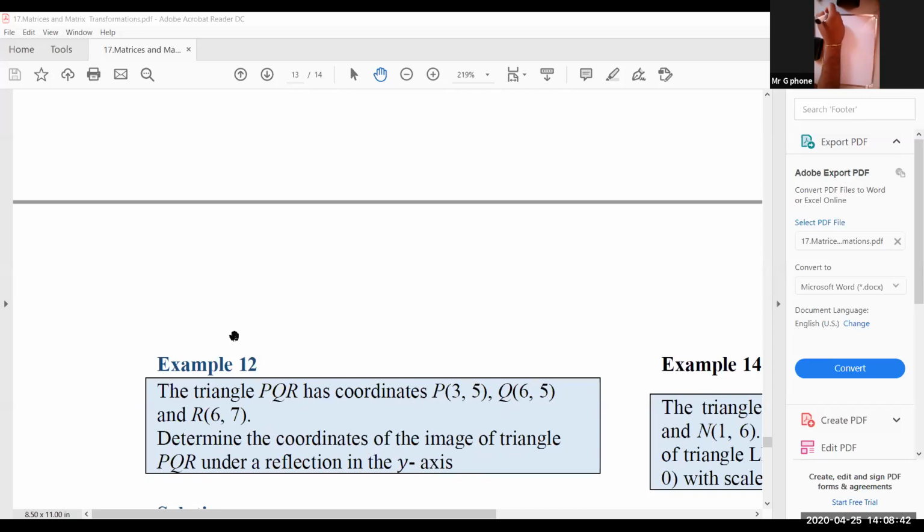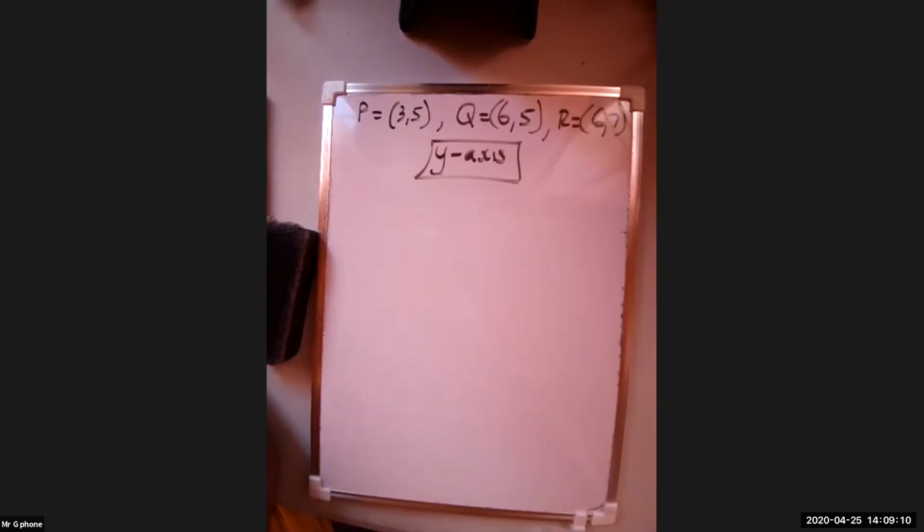Let me just write on the points and just take a jotting of the points, people. So P is (3, 5), Q is (6, 5), and R is (6, 7), and it's the y-axis we're using, right? So I'm switching to the whiteboard now. Right. So can you all recall the matrix for reflection in the y-axis?